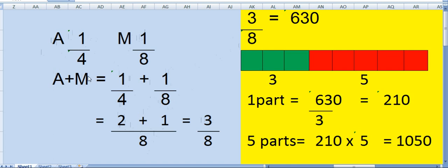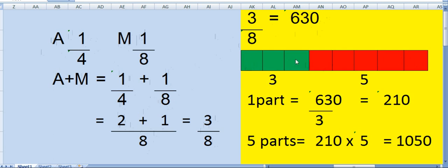So let's plot this. These are total 8 parts. Out of that, 3 parts he has spent on apples plus mangoes both, and these 5 parts he has spent on chikoos. Now what is the total amount he spent on apples plus mangoes? That is 630. So 3 parts equals 630 rupees. So what will be 1 part then?